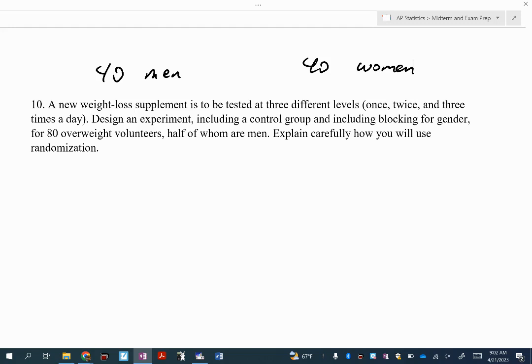Okay? So how many different treatments are we going to assign? We've got taking it once a day, twice a day, and 3 times a day. And let's slot in one more. Can we slot in one more as our control group? What would be a control group we could use here? 0 times a day. They're not taking it.